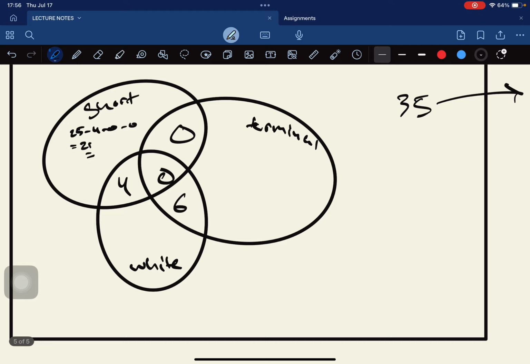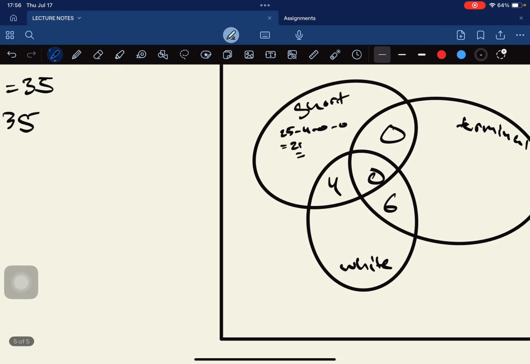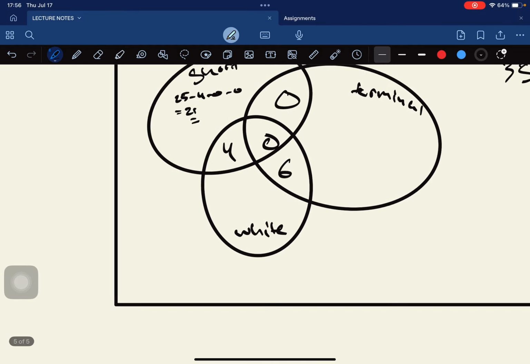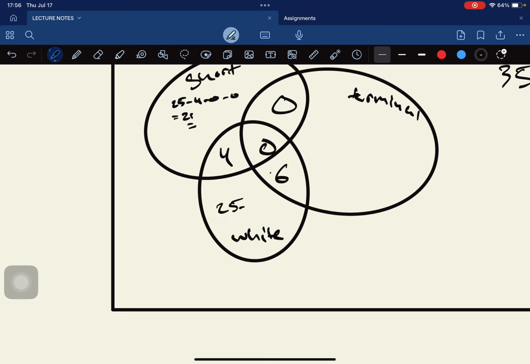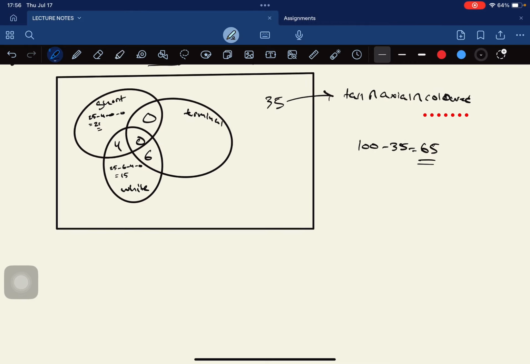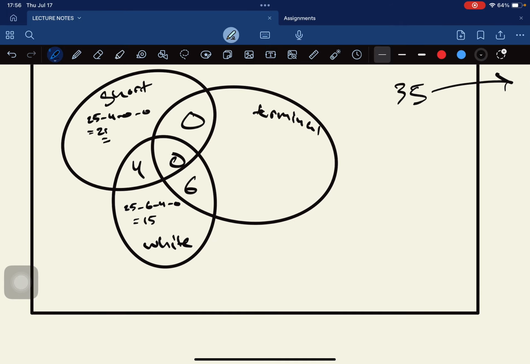right? And for terminal, we don't have a total for terminal, so let's skip that. We have total white though, so that would be 25. Again, we should only work with this, not this, remember, when we're working for white, because this only indicates short and terminal. So what we would do is 25 minus 6 minus 4 minus 0. So that would equal 15.